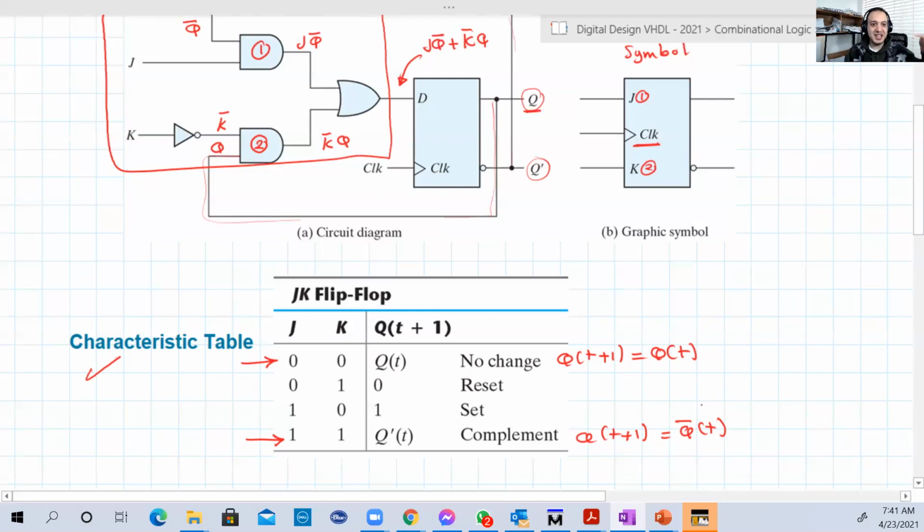Then we have the set and reset states, just like the SR flip-flop. So when J is 0 and K is 1, this is a reset. Q will be 0. When J is 1 and K is 0, this is a set. So Q will be 1.